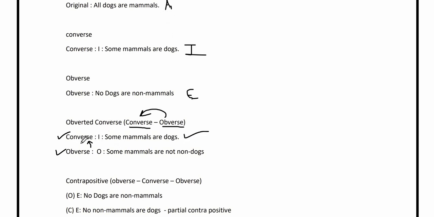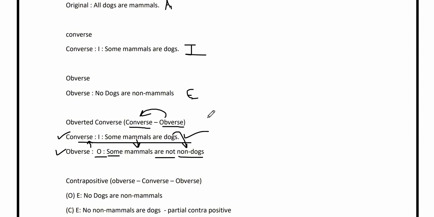Now the obverse of the converse. Once the converse is finished, we'll do the obverse of the I. Obverse of the I is O. This also we know. So O starts with "Some," the subject will remain as it is, and in the obverse the predicate dog changes to non-dog. The subject remains as it is, and the rest of the obverse parameters apply. As simple as that. This is the obverted converse.